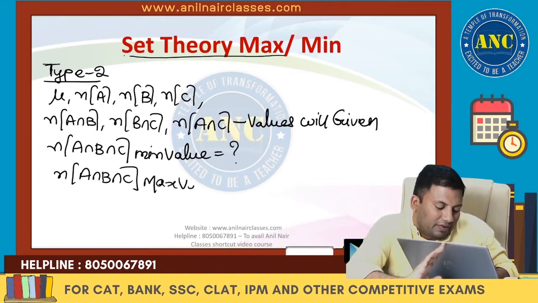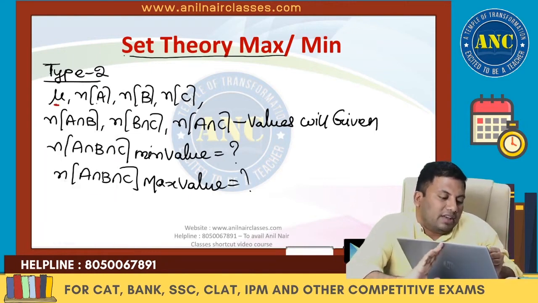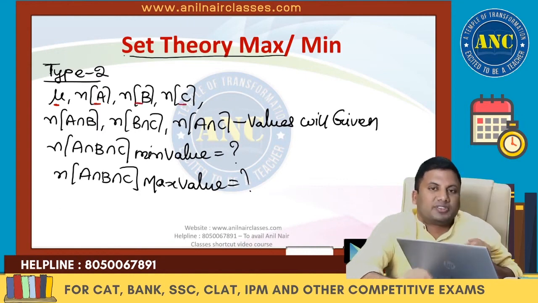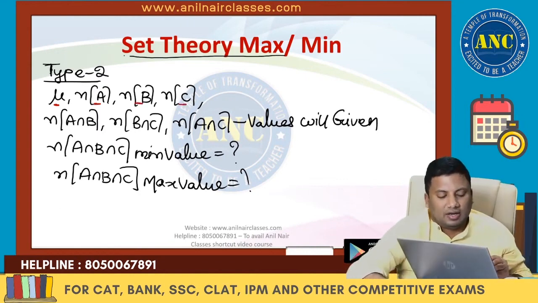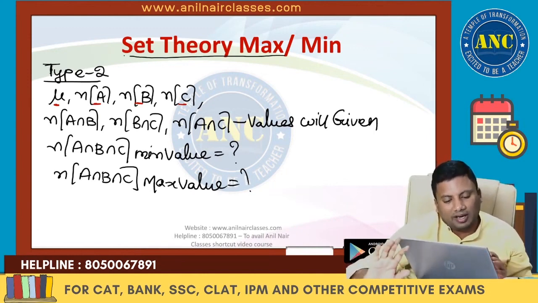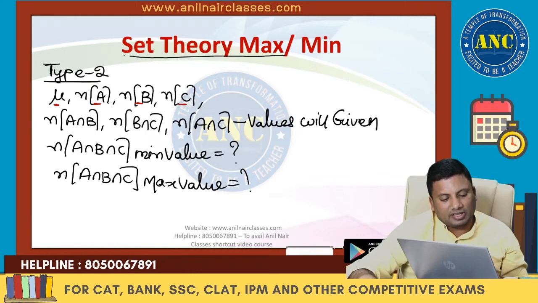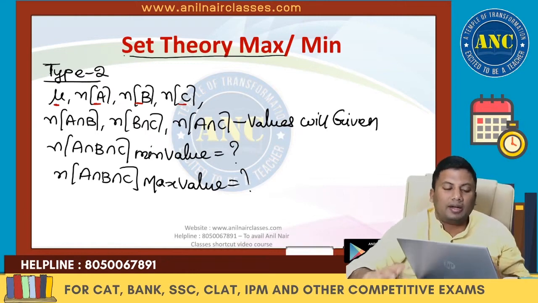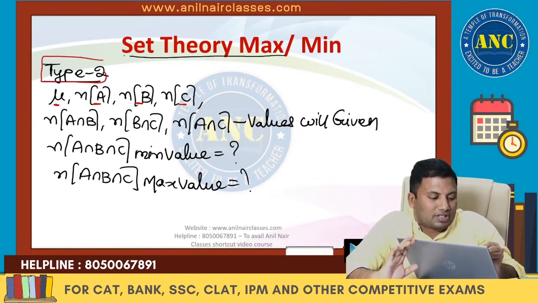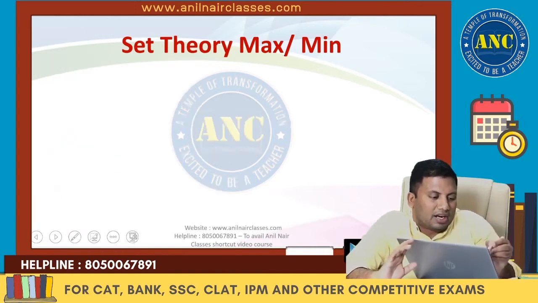What is the difference between type 1 and type 2? In type 1, only these values are given: mu, n of A, n of B, n of C, and neither A, B nor C is 0. In type 2, mu is given, n of A, n of B, n of C, A intersection B, B intersection C, A intersection C are given. We have to find A intersection B intersection C minimum value and maximum value. Type 2: first we will discuss the concept, then we will execute the concept.